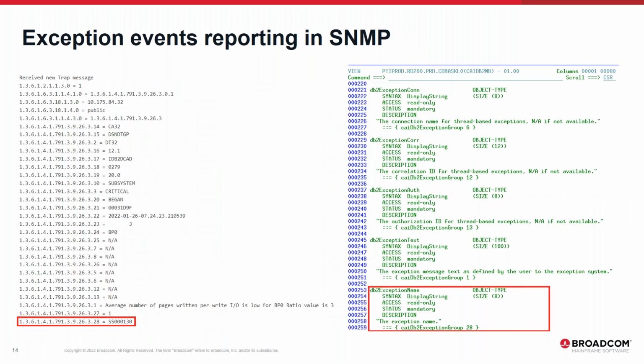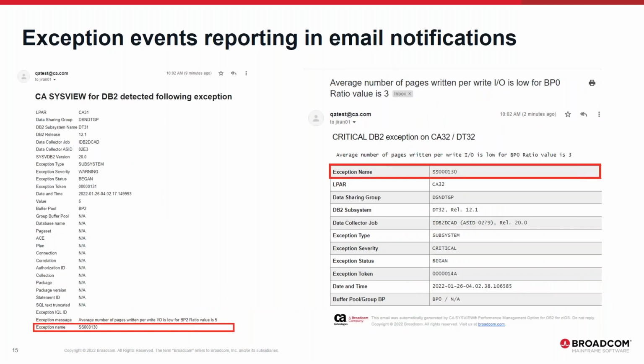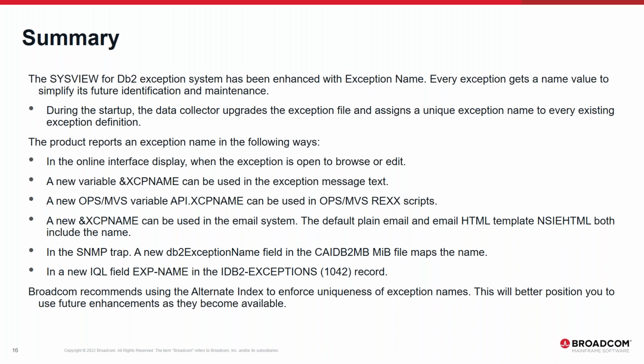We have also updated the SMP reporting. So we added a variable to the SMP trap to include the exception name as well. And we did the same for the email notifications, as you can see in the next slide. In here, the new except name variable can be used in the email system. The default plain email and email HTML templates both include the name. Examples of the plain email is on the right side, whereas the HTML template is on the left, or actually I think I have got my left and right wrong here, but you get the point. So the exception name is returned through all the different reports. The aim here is to make it easier to identify the exception that has triggered this request.